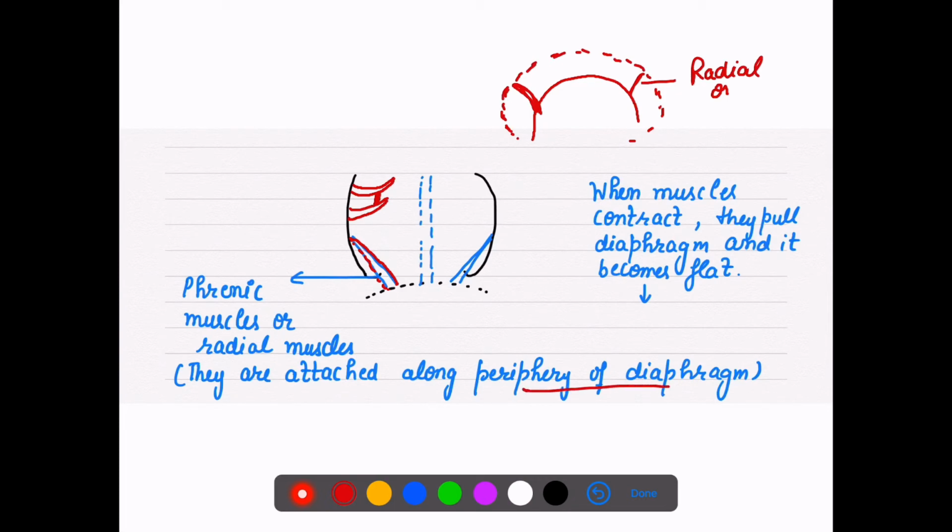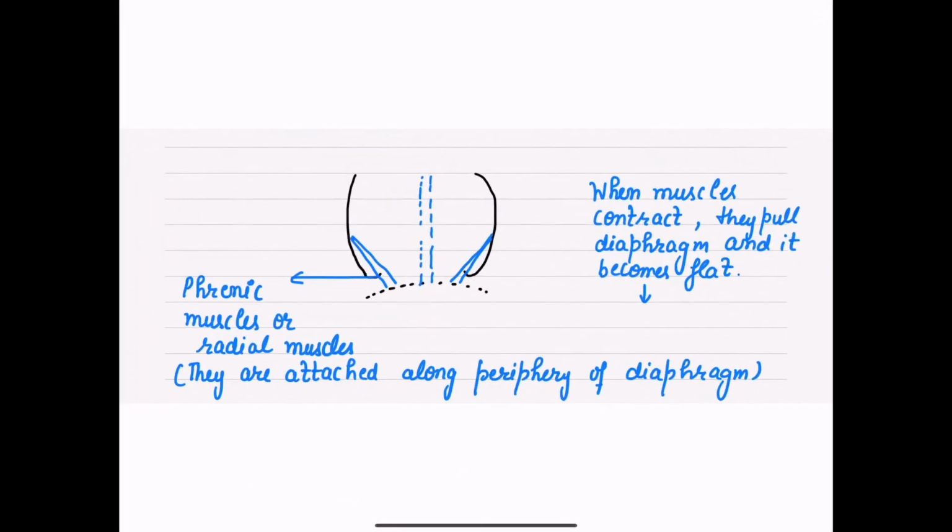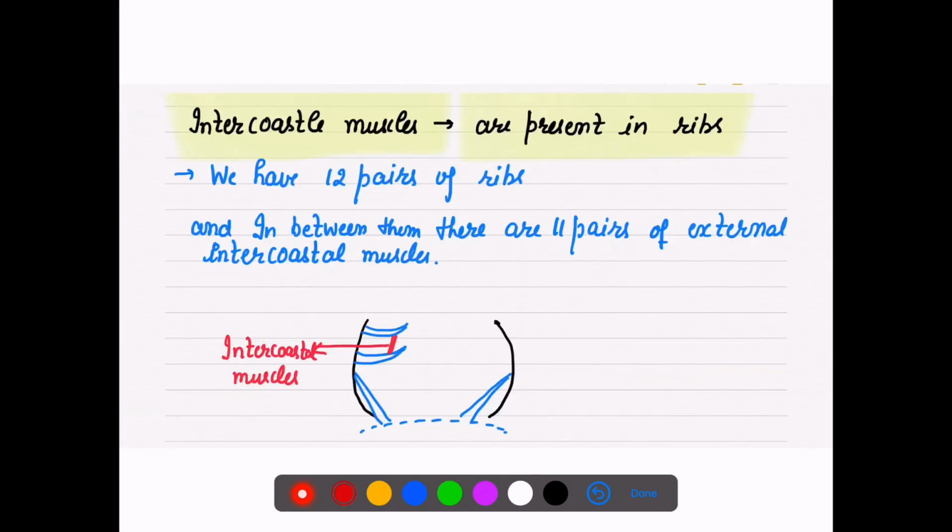Now just imagine that when these muscles contract, they will pull the diaphragm. When these muscles contract, they will pull the diaphragm, and now this diaphragm will become flat, right? Once they pull, as you can see, they contract, they pull the diaphragm, and this diaphragm becomes flat.